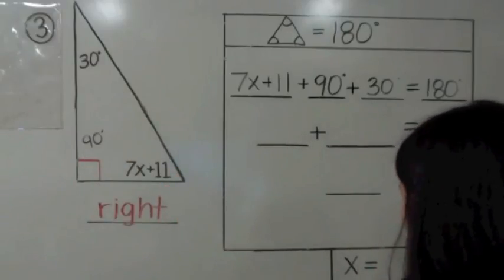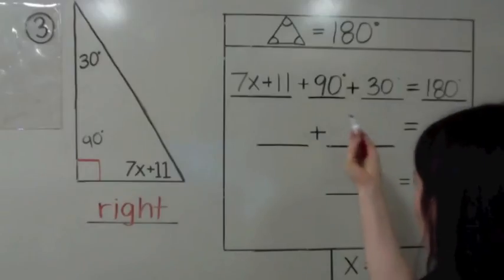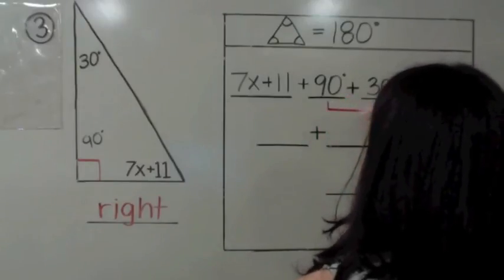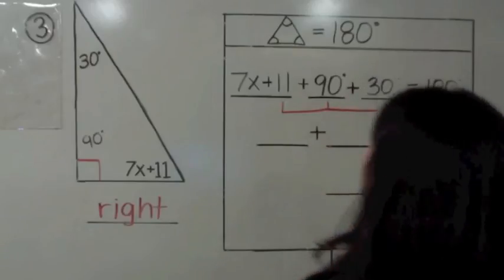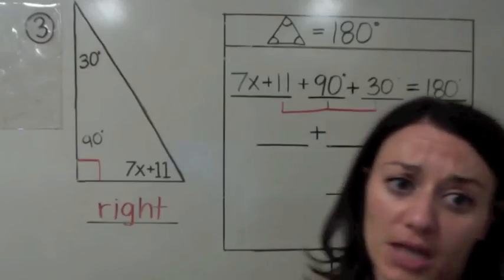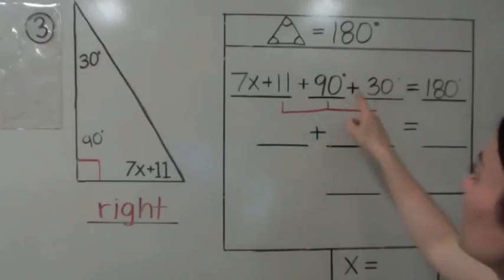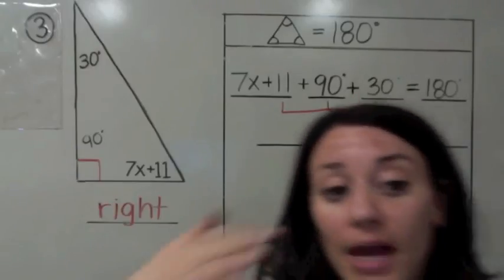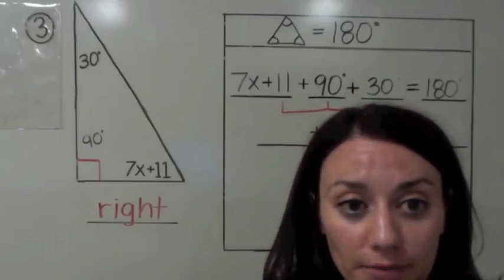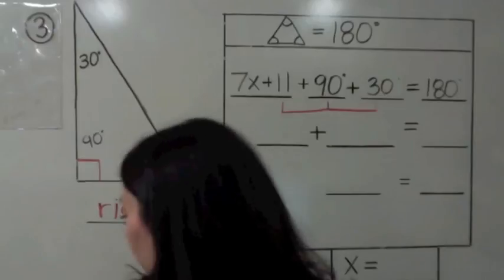So what I want you to do is we're going to combine 90 and 30, and then we're also going to add 11. So in your calculator, we'll only add two numbers at a time, right? So what's 90 plus 30? 90 plus 30 is what? 120. And then we're going to add 11 more.